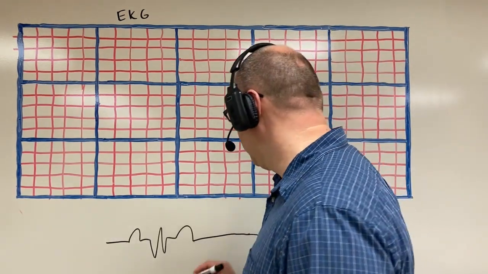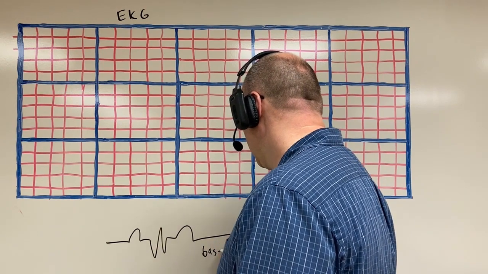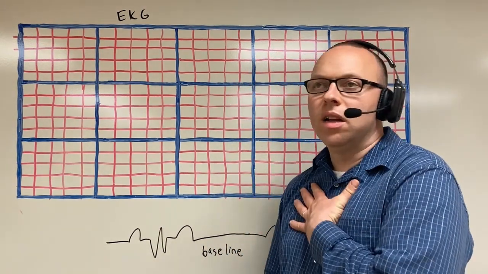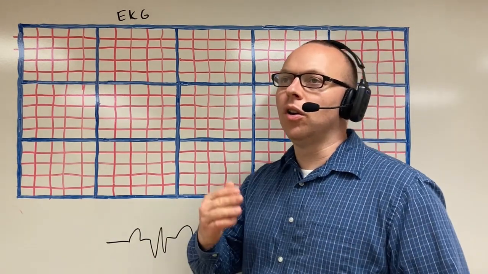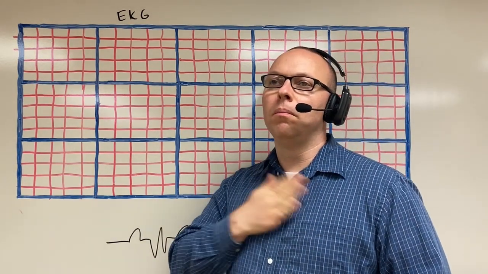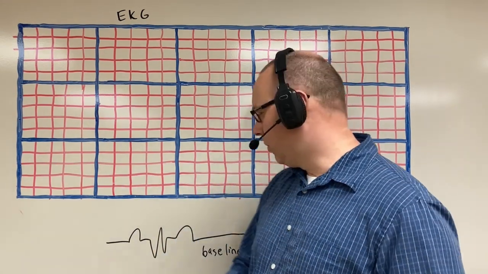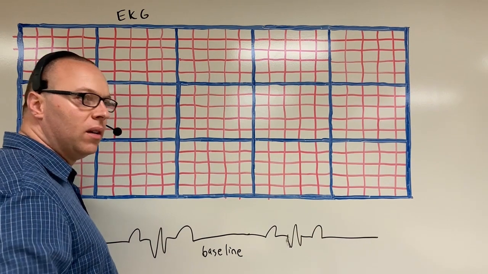What I'm going to talk about is this thing called a baseline. What's happening with the baseline is nothing's going on. The heart is not beating. But what's happening in your chest, your heart's going bump, bump, bump, bump, bump, bump. You see there's a period of time between heartbeats. So that is our baseline.